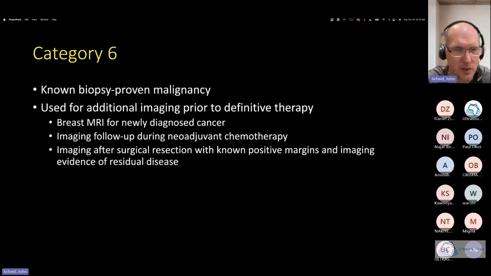BI-RADS 6, which is known biopsy-proven cancer, we typically don't use except in the tertiary care setting when they're being followed up for neoadjuvant chemotherapy, and the oncologist wants you to decide whether the chemotherapy is being effective and the mass is shrinking or getting bigger.